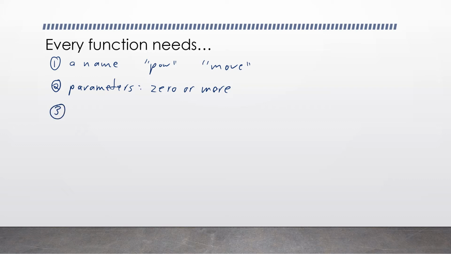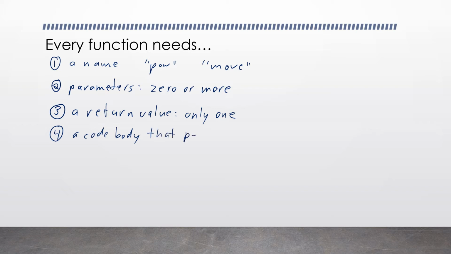Three, a return value. This can be only one. We cannot create functions in C++ that return more than one value. And then they need a code body that performs the named task.